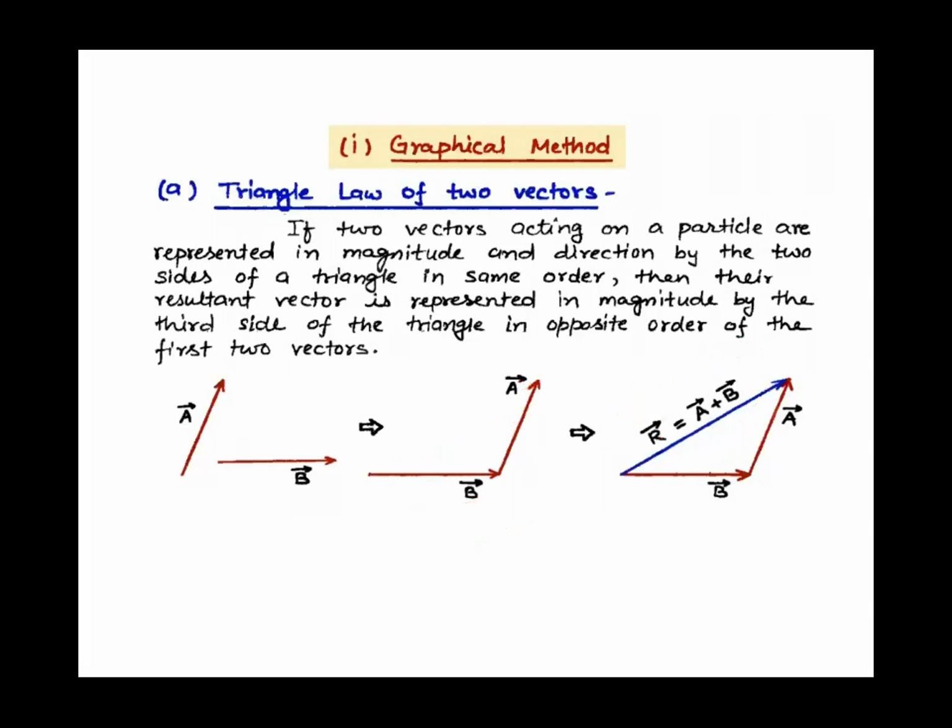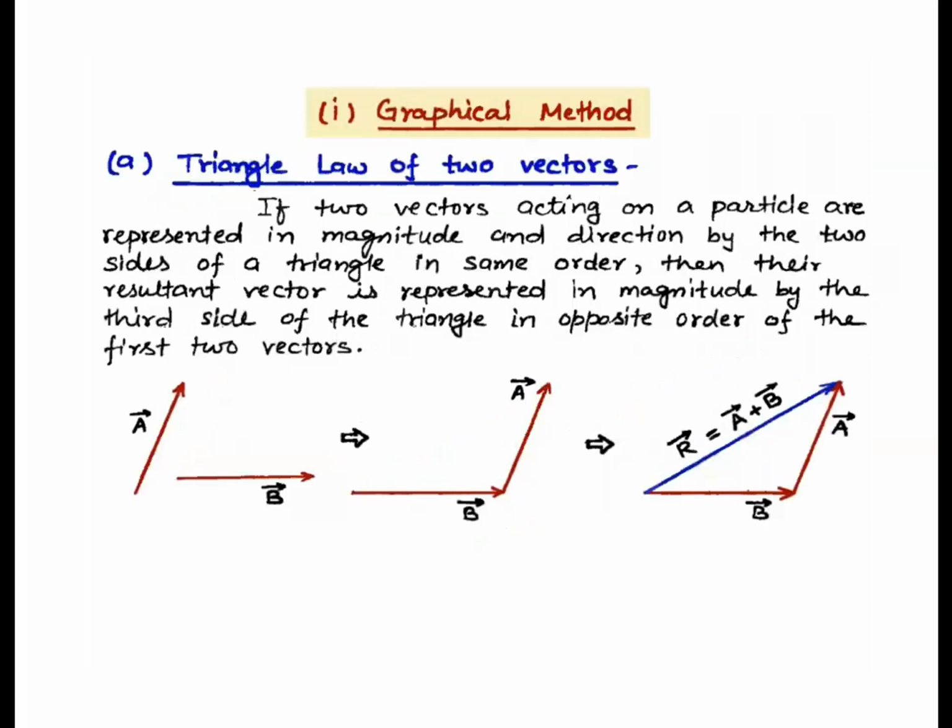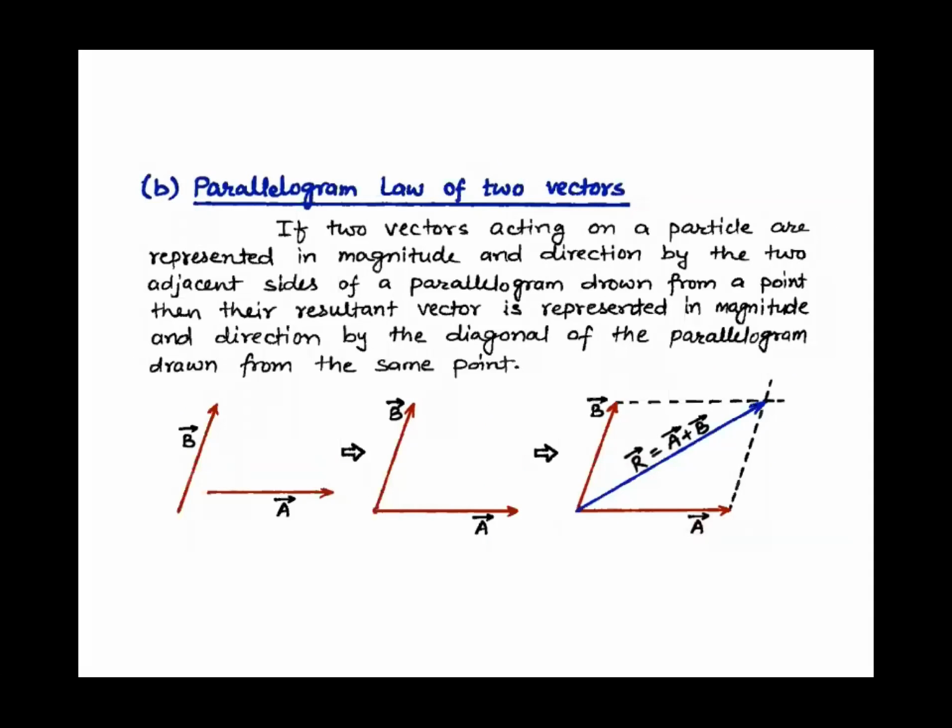Next is your parallelogram law of two vectors. So here also you are having two vectors. As you can see, this is our vector A and this is our vector B. What we are going to do is displace the vector B and put it over the tail of vector A. Right, children? We are just displacing the vector B.